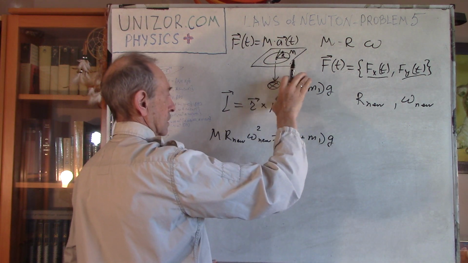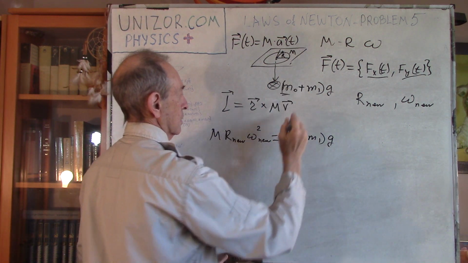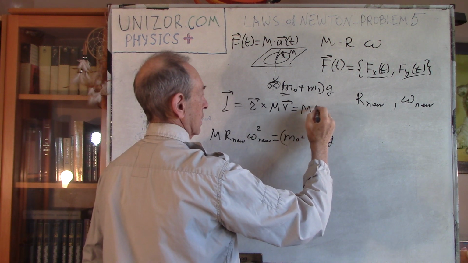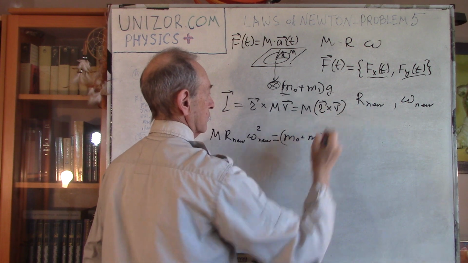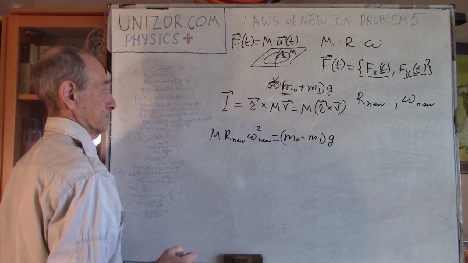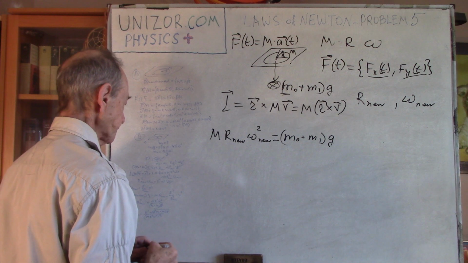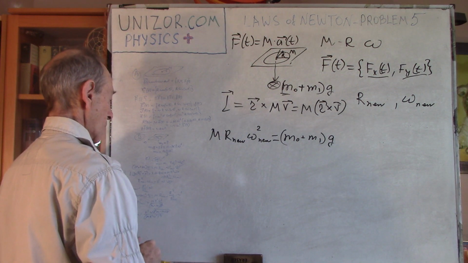Mass is not a vector. So that's basically m times the vector product of r and v. That's what it was. Okay.